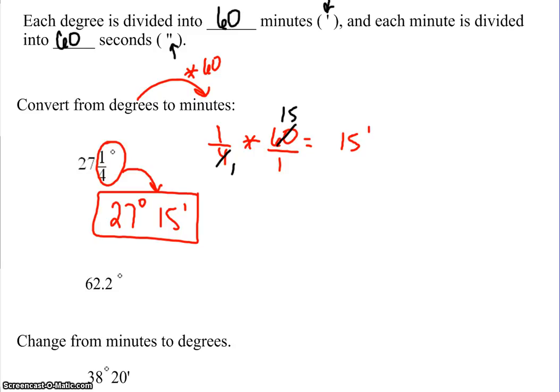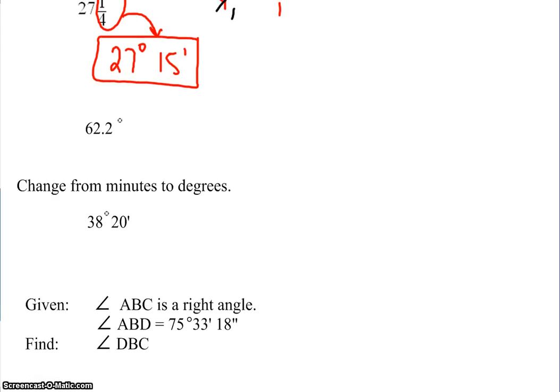62.2 degrees, again, 0.2 is not a full degree. How many minutes would 0.2 give us? Well, how many minutes would 0.2 hours be giving us? It's the same idea here. So the part that we really need to change is the 0.2 part. We're still going to have the 62 full degrees. I'm just trying to figure out how many more minutes that 0.2 gives us.